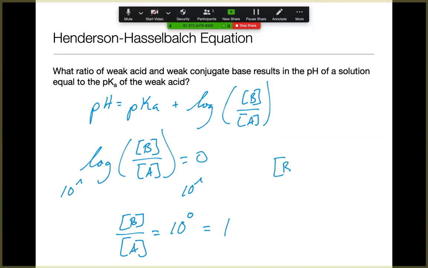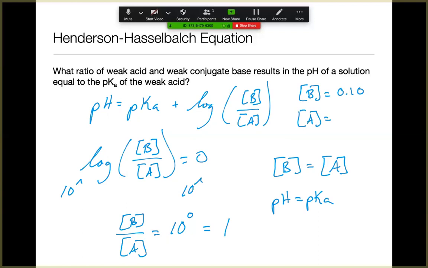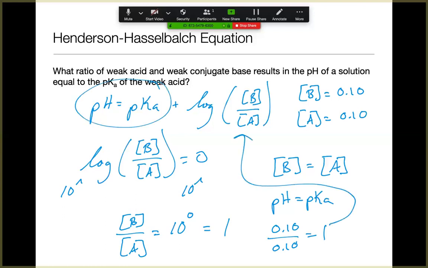When the concentration of the conjugate base equals the concentration of the acid, so it means they're in equal amounts, the pH will equal the pKa. Why? Because let's make up a number. Maybe the concentration of B equals 0.10, and the concentration of A is also 0.10, right? If I do 0.10 divided by 0.10, well, there's my number 1. My ratio is 1. If I dump that into my Henderson-Hasselbalch equation, the pH will then equal the pKa of that weak acid. It seems like why would we do that?